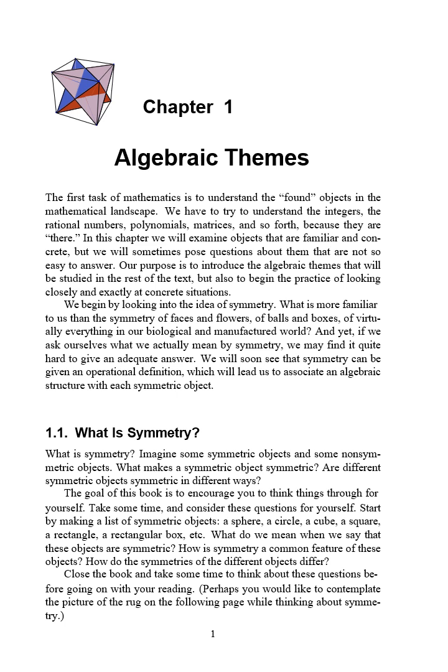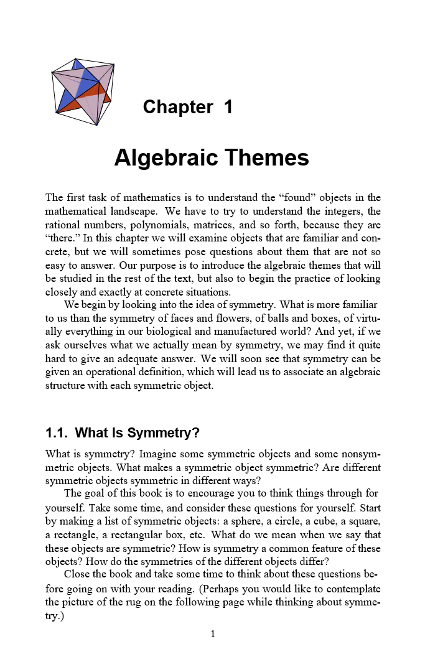I'll read the next two paragraphs before discussing symmetry a bit. Section 1.1. What is symmetry? Imagine some symmetric objects and some non-symmetric objects. What makes a symmetric object symmetric? Are different symmetric objects symmetric in different ways? The goal of this book is to encourage you to think things through for yourself. Take some time and consider these questions for yourself.